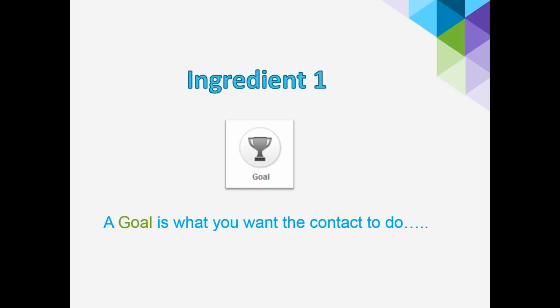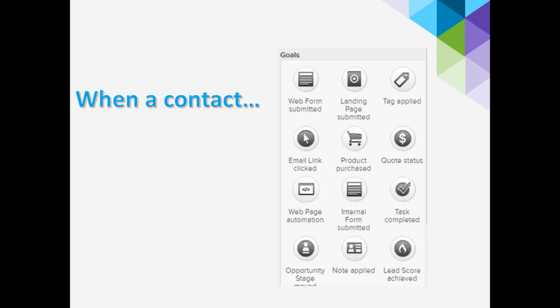And the first one is a goal. A goal is what you want the contact to do. It's what you want the contact to achieve. And it's represented in Infusionsoft with a circle. We have lots of different goals. A web form is submitted. A landing page is submitted. A tag is applied. But the one we're going to focus on today is a web form is submitted. We're going to start our campaign with that goal of creating a web form. First ingredient is a goal.